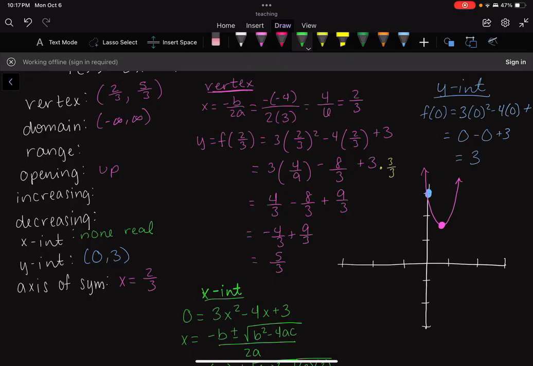My range, I'm starting at the y value of my vertex. So that's going to be 5/3. And then I go up, up, all the way to infinity. I'm increasing on the right side of my graph. So that's going to be from 2/3 to infinity. I'm decreasing on the left. So that's negative infinity to 2/3. And that's it. And my axis of symmetry would have been right down the middle.